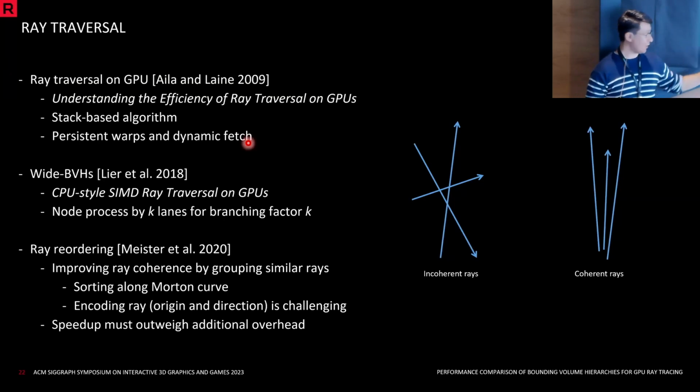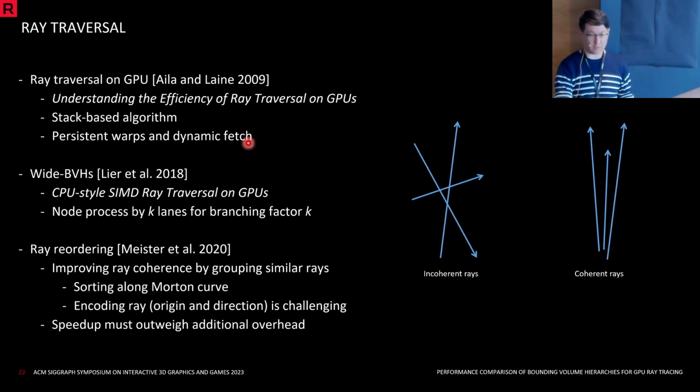But this is more tricky because we also have to somehow encode the direction, not just the origin, which is not very clear how to do. And of course, there's some additional overhead, like the sorting overhead. So the speedup must outweigh this additional overhead.